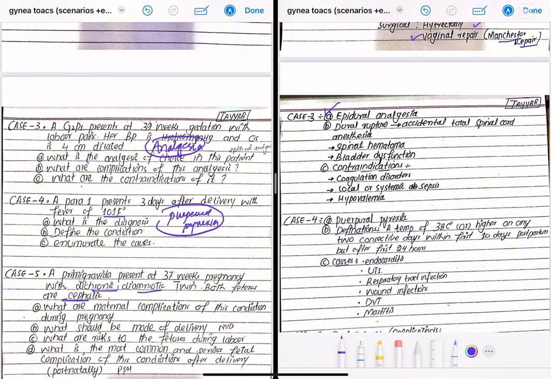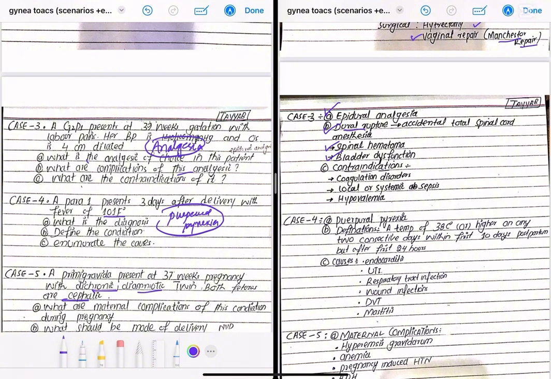And what are the complications of the analgesia? So these are dural rupture, that is accidental total spinal anesthesia, then spinal hematoma, and bladder dysfunction. This can occur due to epidural analgesia, as it is injected in the epidural area. So dural rupture can occur, spinal hematoma can occur, and bladder dysfunction can occur. We have discussed the complications, and what are the contraindications of it? The contraindications are coagulation disorders, local or systemic sepsis, and hypovolemia.